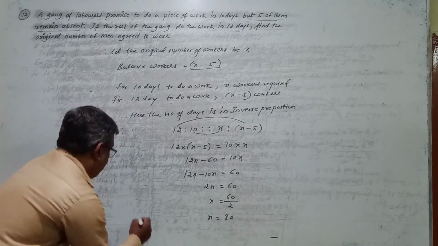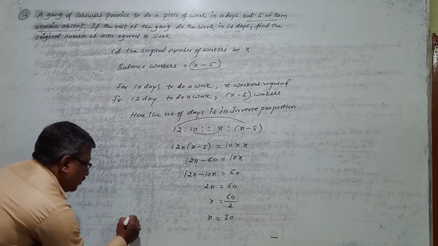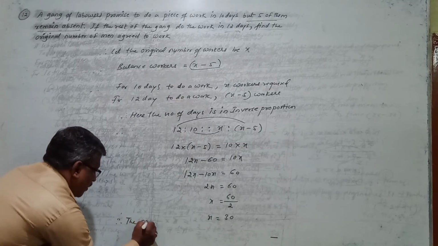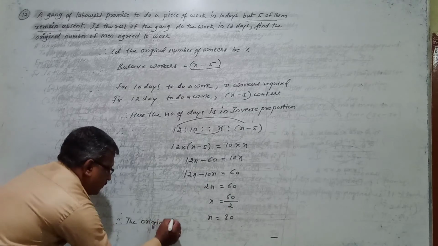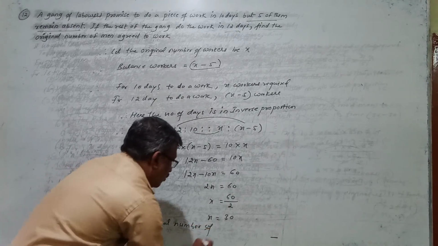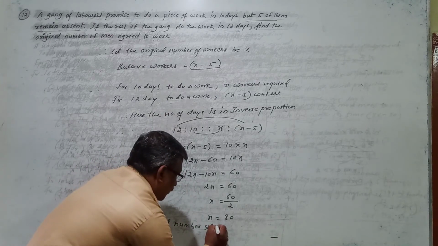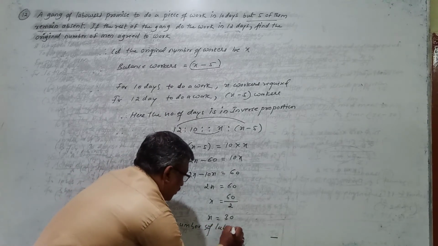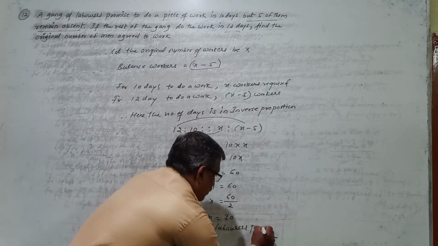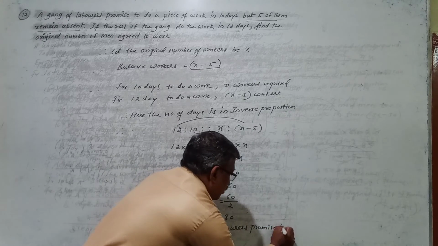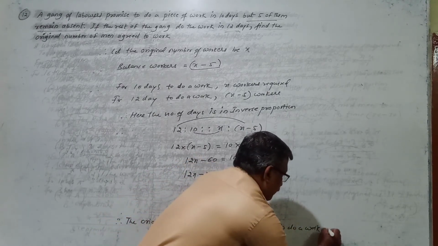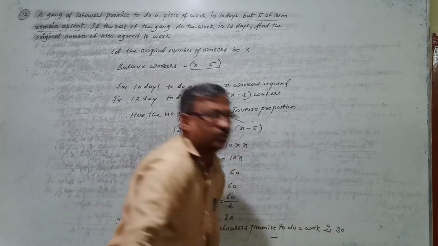Then below that you write: Therefore, the original number of laborers promised to do a work is 30.